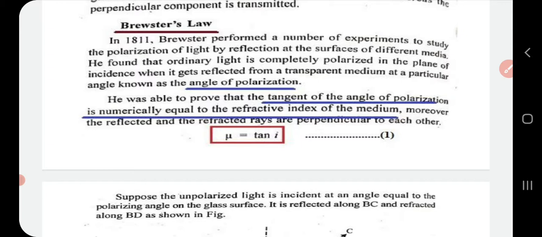Okay, Brewster, in 1811, observed that when ordinary light is reflected from a transparent medium at a particular angle, it is completely polarized in the plane of incidence. That angle is known as the angle of polarization. Now Brewster's law states that the tangent of the angle of polarization is numerically equal to the refractive index of the medium. It is given by mu equal to tan I, where I is the polarizing angle and mu is the refractive index of the medium.